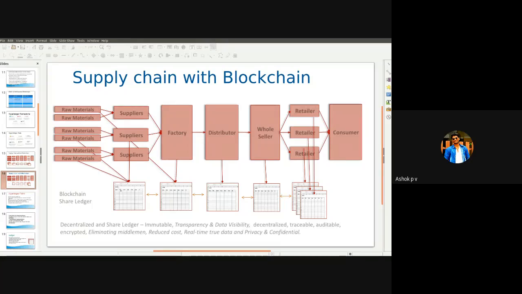When they all have the shared ledger, it goes to the retailer finally, and even if you want, we can give the customer, the consumer, read access to get to know where the food actually started and gets into your hands. So the data is totally transparent, visible, immutable, and even traceable. And it's kind of real time, private and confidential. This actually reduces cost. It even eliminates the middleman to update the particular data from suppliers to factory, everything.